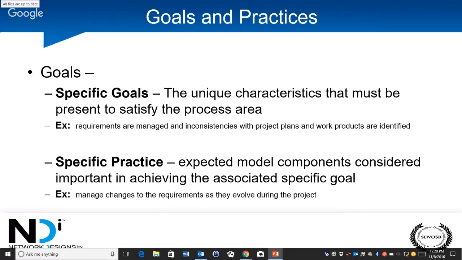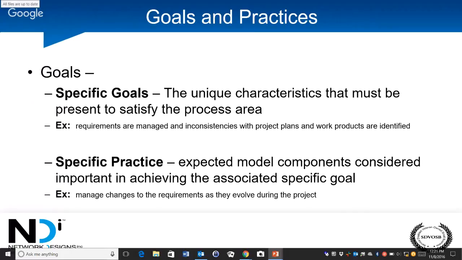So what is this? Inside of specific goals then are specific practices. And each goal may have several practices that we are looking to fulfill. They are expected model components considered important in achieving the associated specific goal. For an example, we manage changes to the requirements as they evolve during the project. So if we're saying that we manage requirements from the start, we set up our requirements for a project, and we determine if there are any inconsistencies. Furthermore, we manage any changes to the requirements as the project moves forward.